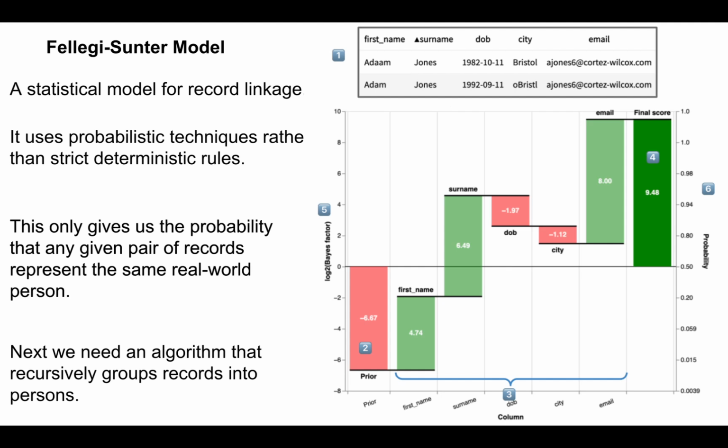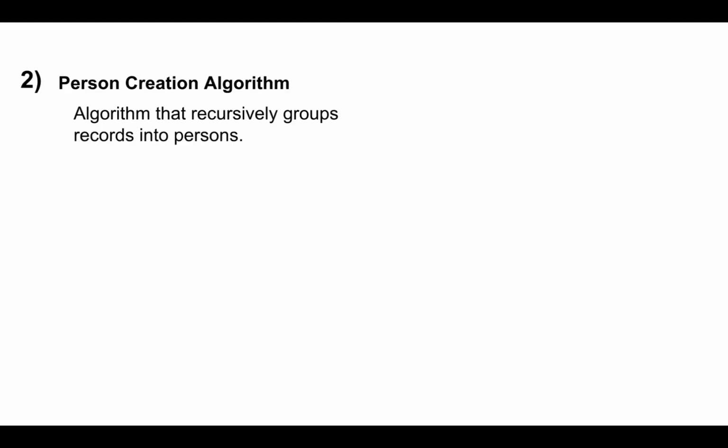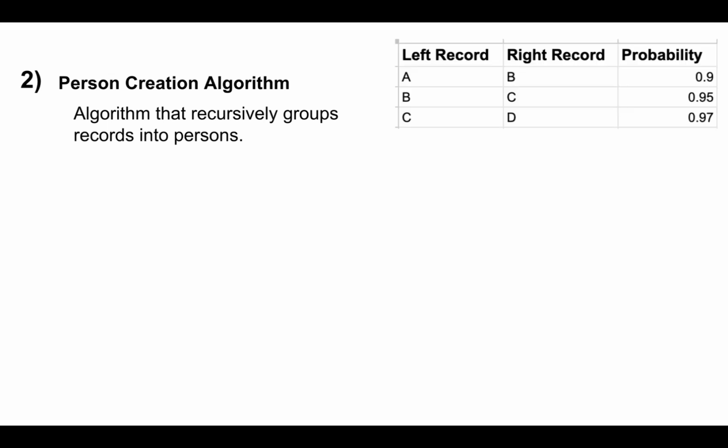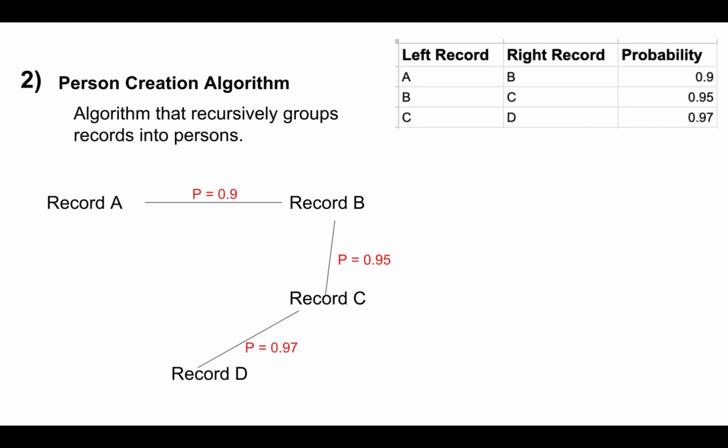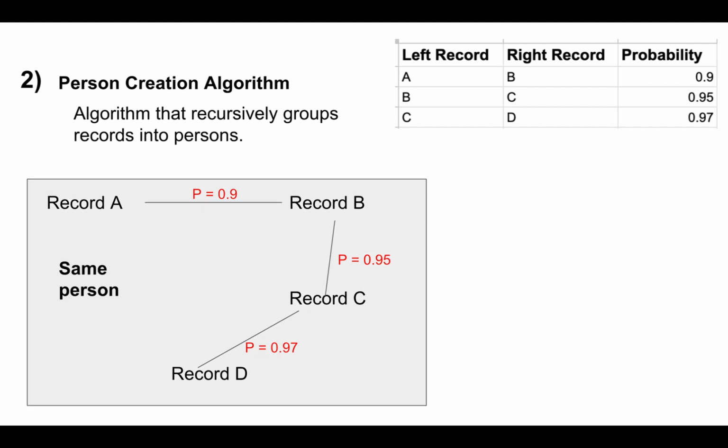The next thing we need is an algorithm that groups records into people. So we need a way to recursively traverse all the probabilities linking different records to group records into people. If you only have a table that lists every possible pair of records and the probability that they're the same person, that's not very useful. What you actually need is to be able to say, record A is 90% likely to be the same person as record B, and record B is 95% likely to be the same person as record C, and then record C is 97% likely to be the same person as record D. You need to traverse this chain of linkage algorithmically and say all of these records correspond to the same person.